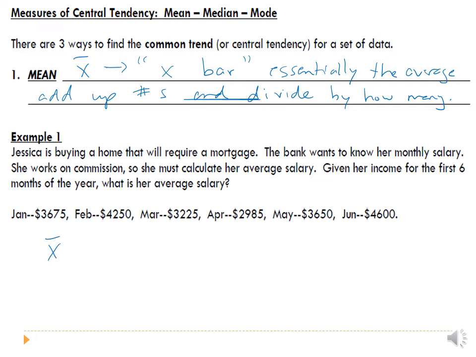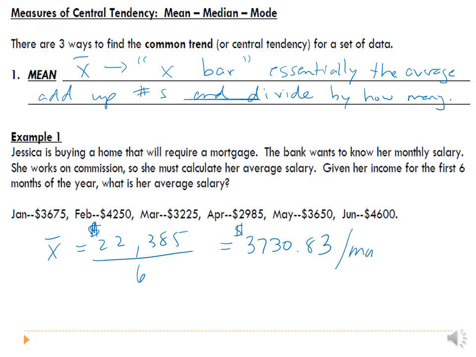So this new symbol, X bar, equals, add up all those numbers. So add up January all the way to June. And if you need to, pause it, take out your calculator, type those in. You should hopefully get $22,385. And don't forget to divide by how many numbers there are, which is 6. And since it's money, we should go to 2 decimal places. When you type that in your calculator, hopefully you get this. So her average salary was $3,730.83 per month. Pretty simple example, pretty straightforward. That's the mean, basically calculating an average.